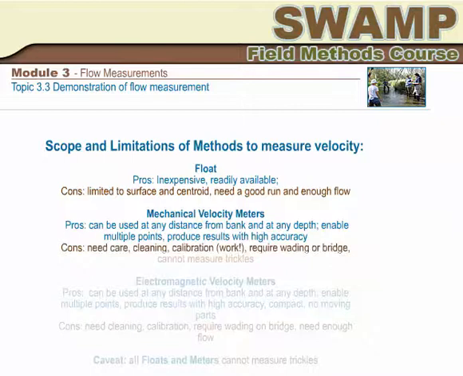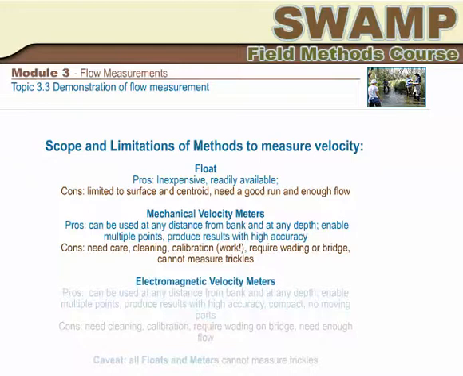The disadvantages? A, they require great care in handling and storage because they are fragile and finely balanced. B, they malfunction if algae or other objects get tangled in them. C, they can be used only in situations limited to wading or suspension from a bridge. And D, they cannot measure trickles.